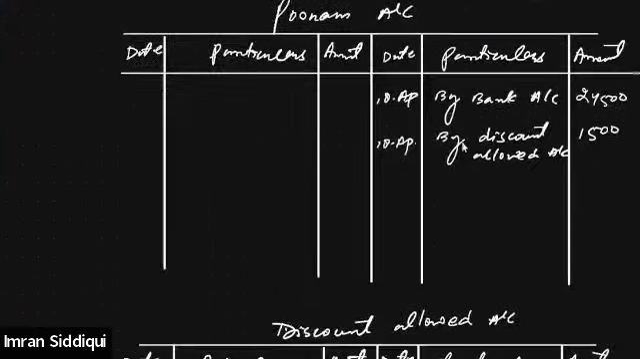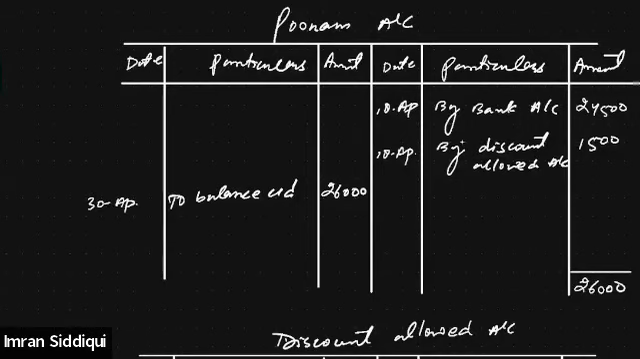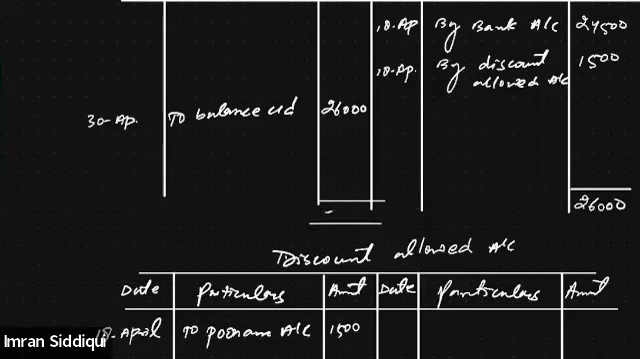Coming to the Poonam account, on the credit side, we have 24,500 plus 1,500. No other transaction on the debit side. So whatever the total of the credit side is, that will become the closing balance of the Poonam account. We'll write it as to balance CD 26,000. And we will put the date as well. I'm assuming that we will be preparing the monthly account, so 30th of April. And here as well, 30th of April. This account now shows 26,000 on both the sides.